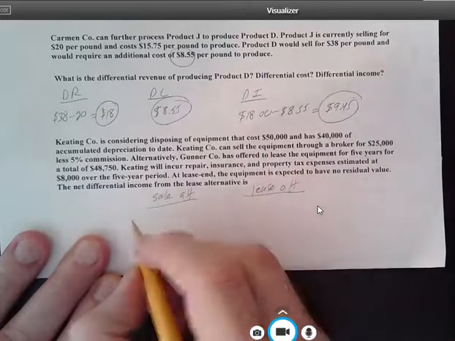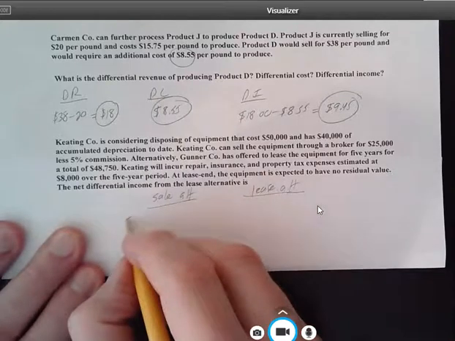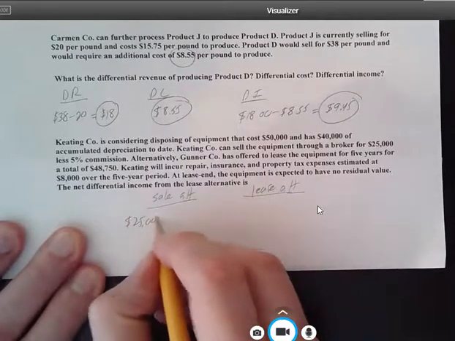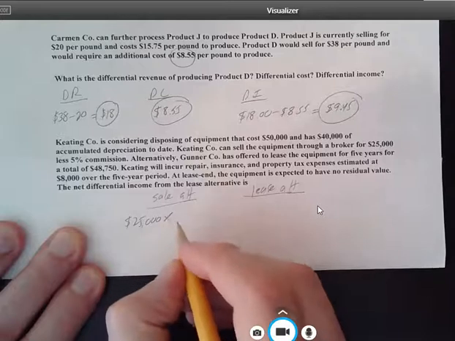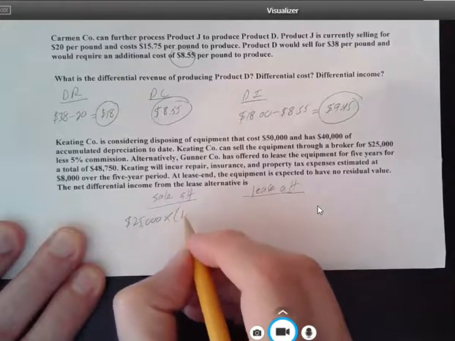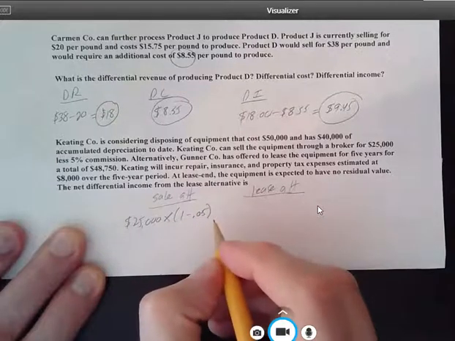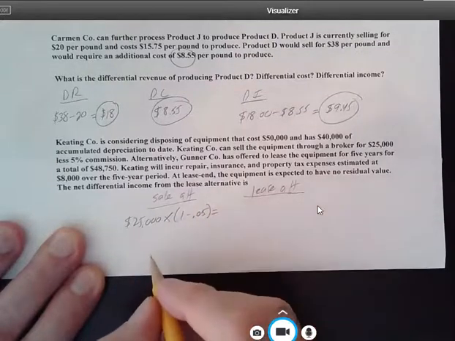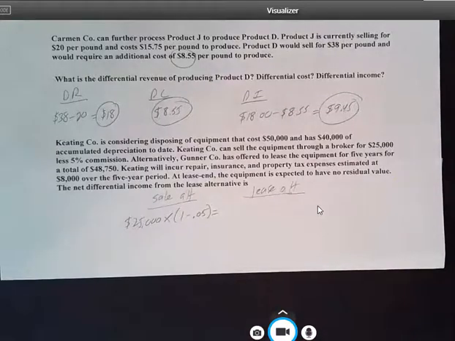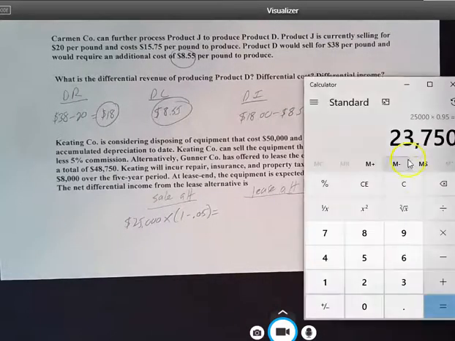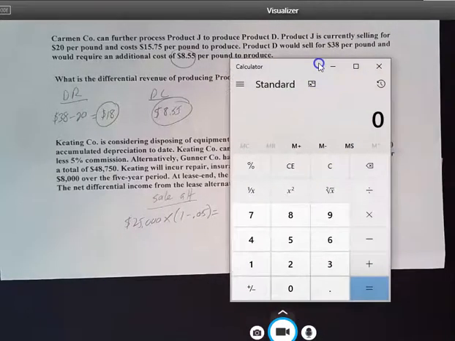So for the sale alternative, all we have to do is take the $25,000 sales price and multiply it by 1 minus the commission rate, or 95%. And if we do that, I already did the math, darn it. 25,000 times 0.95 equals 23,750.